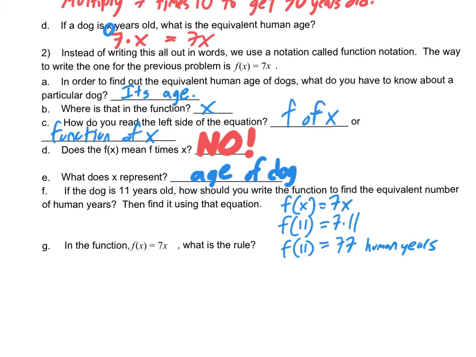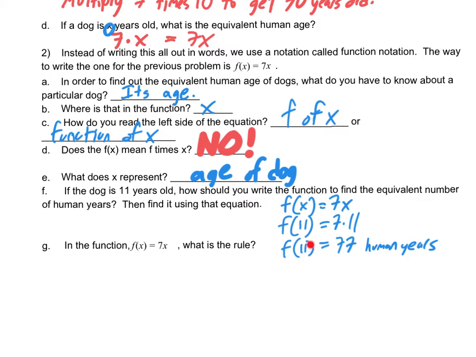So a quick review here. This is really important here that we understand what we just did. We know the x is our input, and we know we're putting in the input specifically of 11. We put it in for the x on the left, and we put it in for the x on the right. Okay, we never simplify this left side anymore. It stays f of 11. That's what we're actually trying to find. We found f of 11 by multiplying 7 times 11, and we got 77 human years.